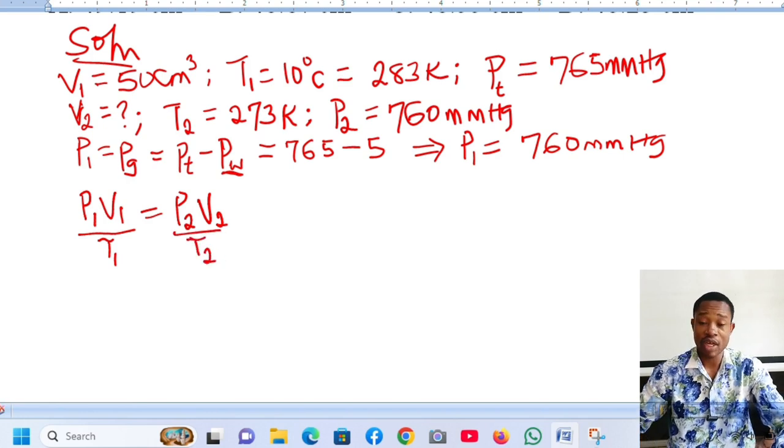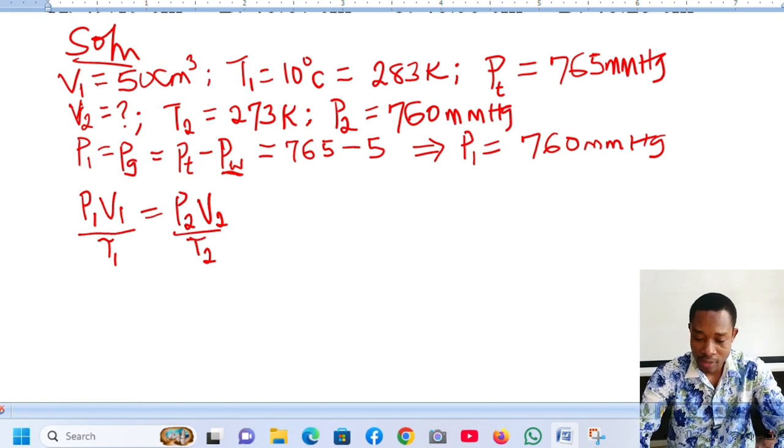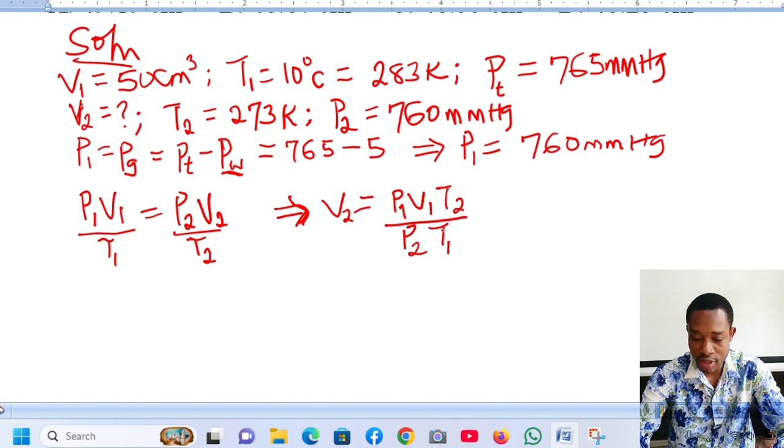So with this formula, we're going to substitute and get V2. If I decide to make V2 subject to the formula directly, you would notice that V2, which is the final volume we are looking for, is equal to P1 V1 times T2, divided by P2 times T1.